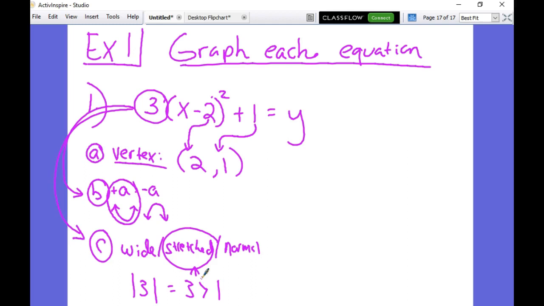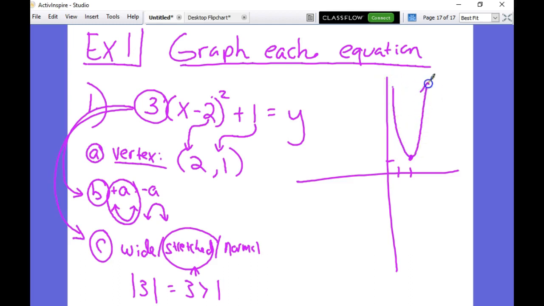Ready? So we're going to start by plotting our vertex. My vertex is 2, 1. Over 2, up 1. And now I'm going to put a U shape on here. My U shape is going to be stretched up. Ready? Try to make it look skinny. We're not being very precise here.